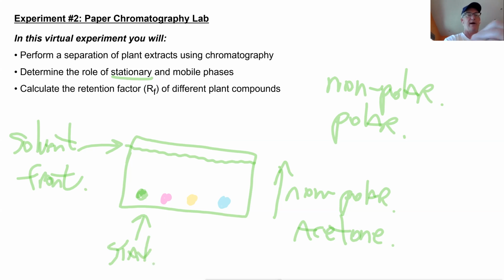Now, what about the pink one? The pink one is polar. So this one is polar. So as my nonpolar solvent moves up, is it going to stay also, or is it going to move with the solvent? Wait, did you say the green one was polar also? No, I said it was nonpolar.